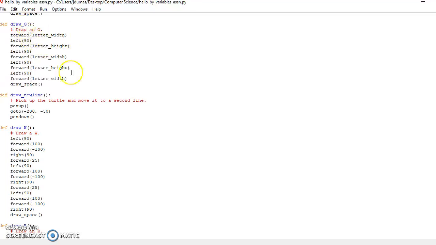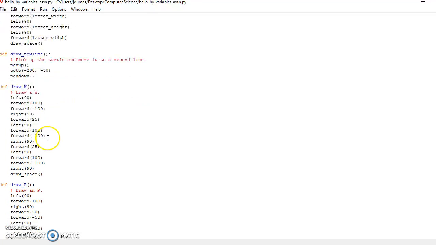If you recall, we stopped at the letter O, but we need to add in the variables for the W. First off, the first 100 is going to be switched to letter_height. The second is going to be switched to negative letter_height. The forward 25 is going to be letter_width divided by 2.